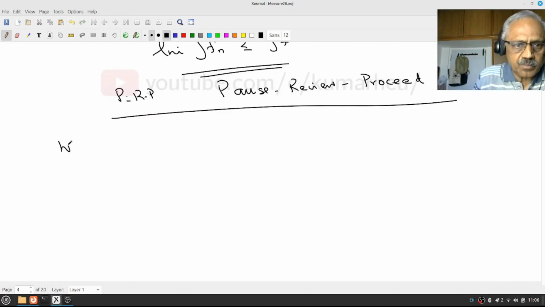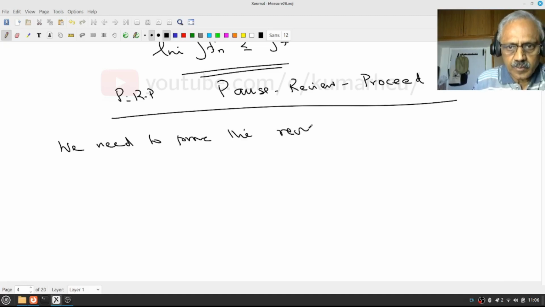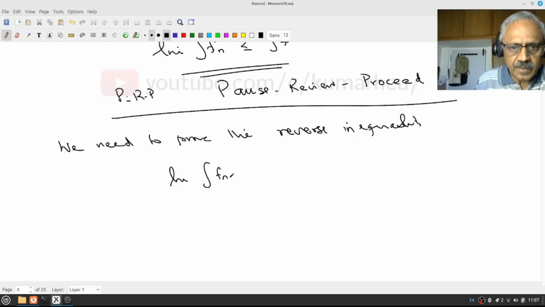So we need to prove the reverse inequality. What is it? We want to say the limit of the integral of Fn is greater than or equal to the integral of f. This is what to prove.